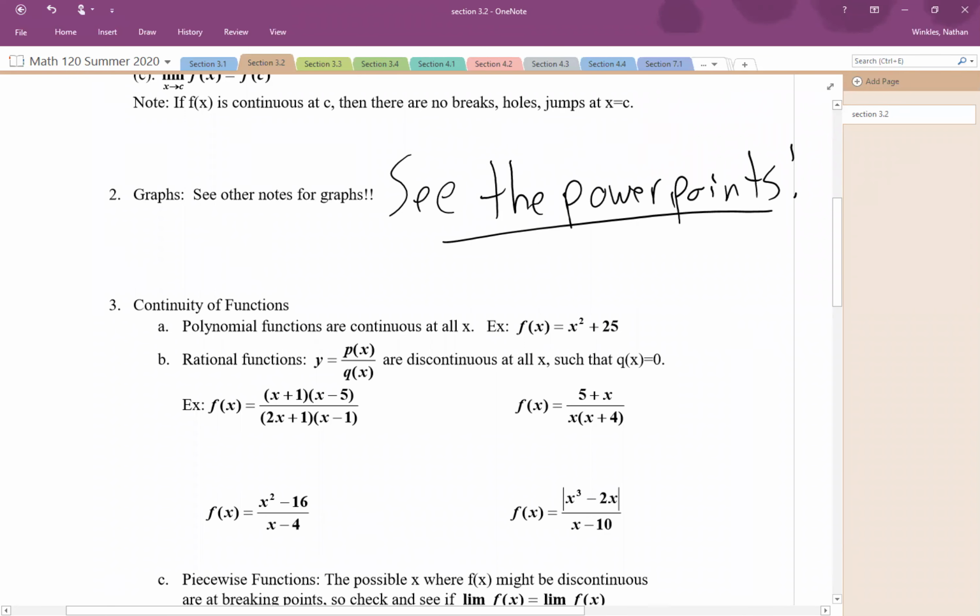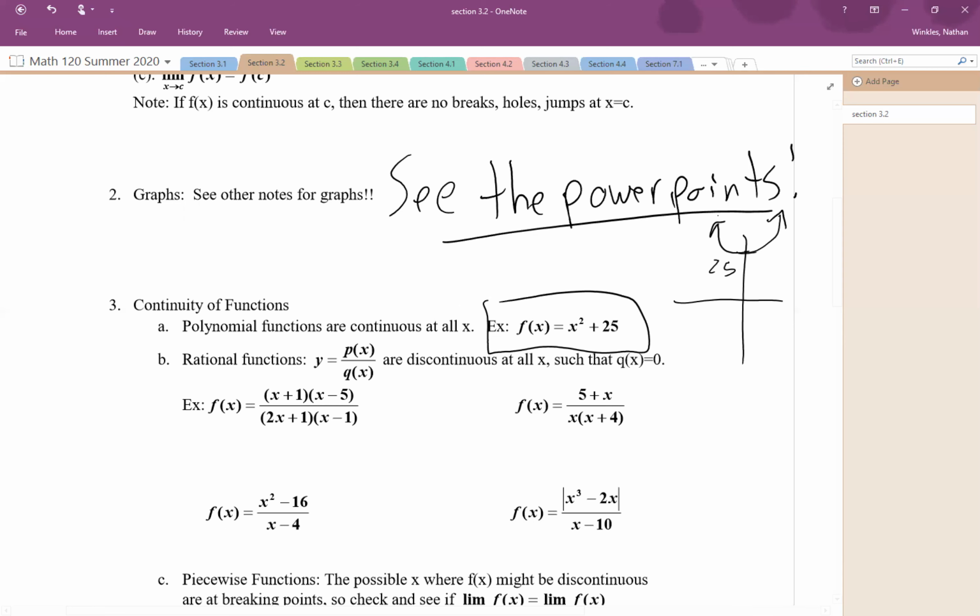So, continuity of functions. The first thing that we need to talk about is polynomial functions. All polynomial functions are continuous everywhere. I don't care what c is, they are continuous everywhere because polynomials are polynomials. They are easy. An example of that is x squared plus 25. If we're way up here at 25, then our graph looks like this right here. There are no holes, no jumps, nothing in that.